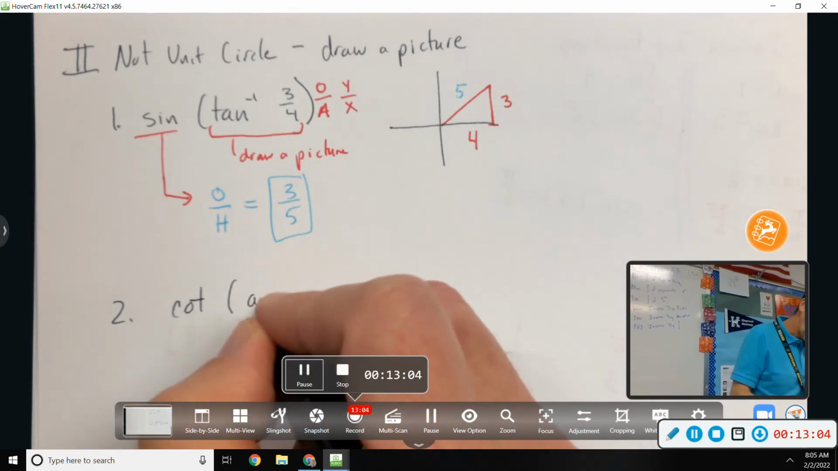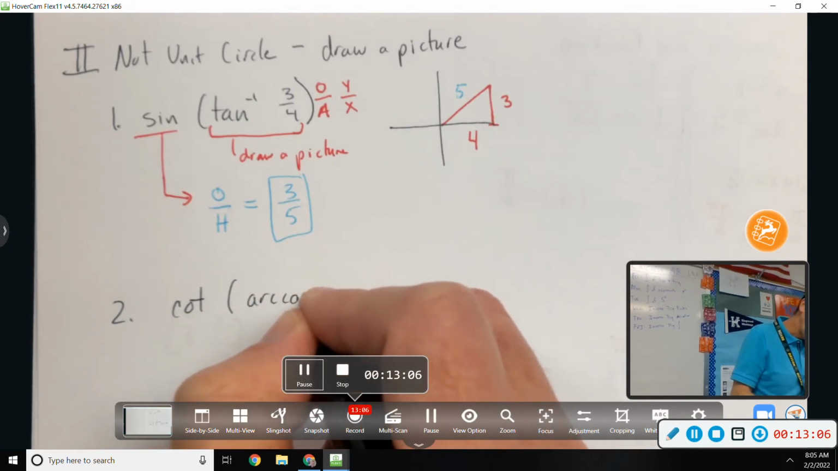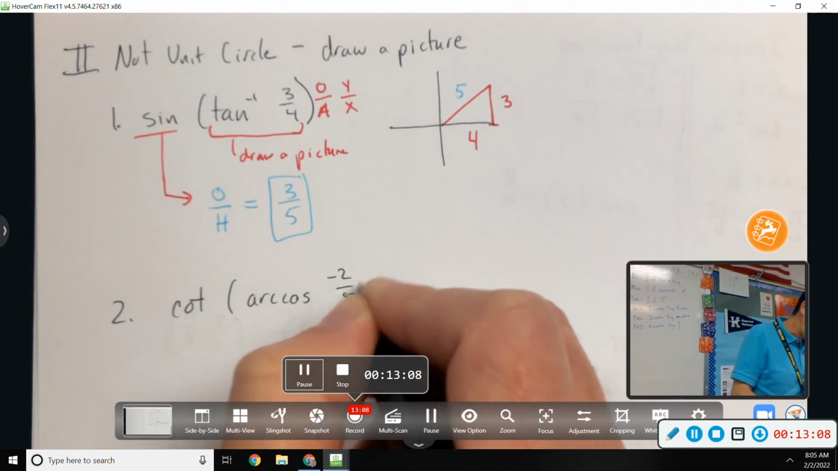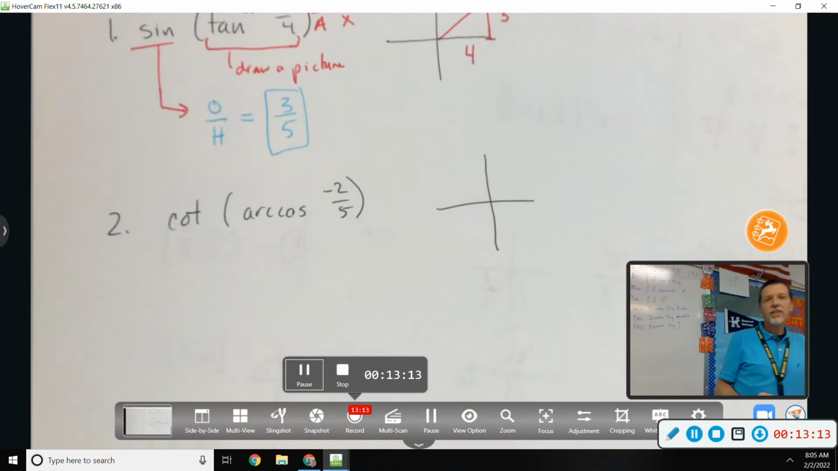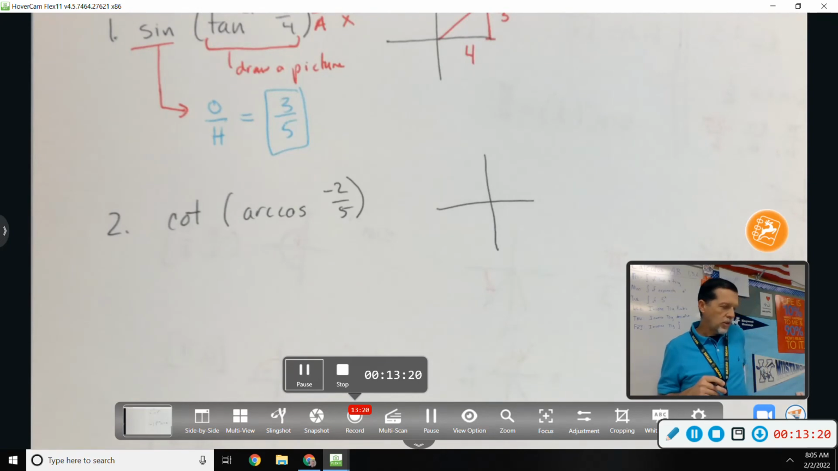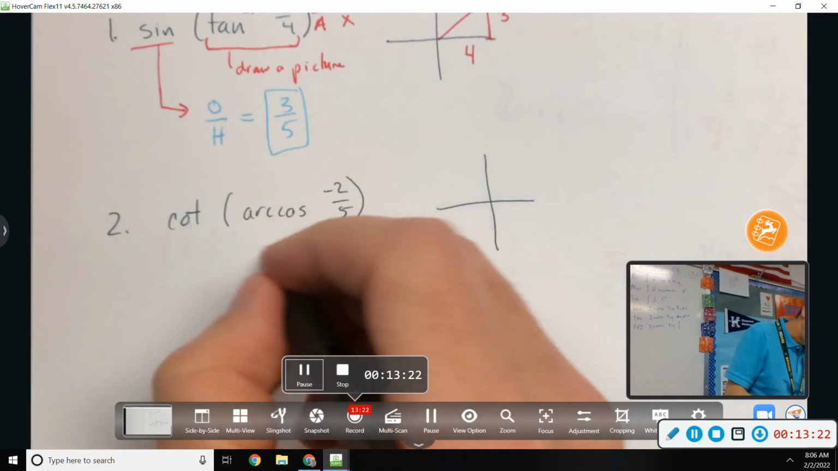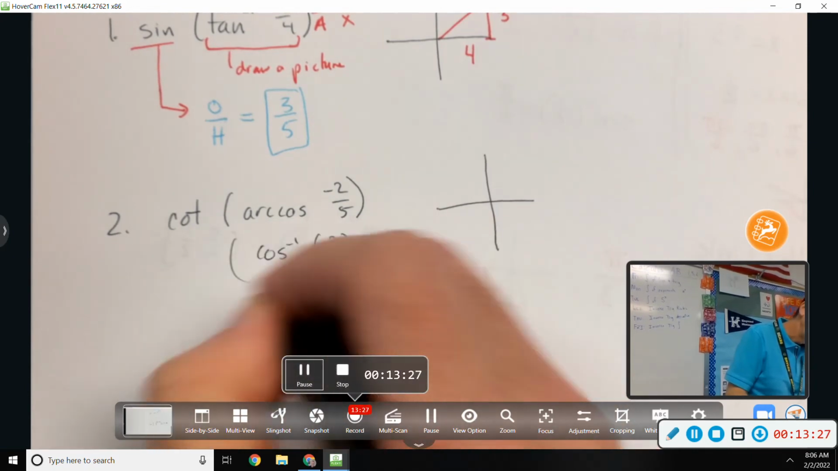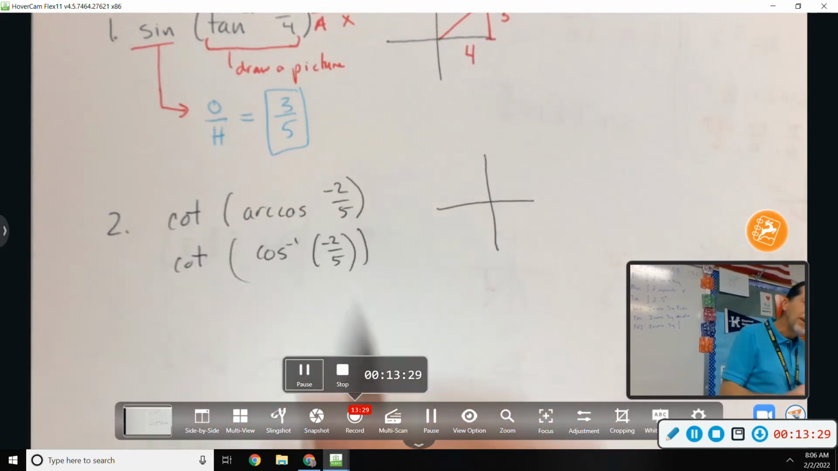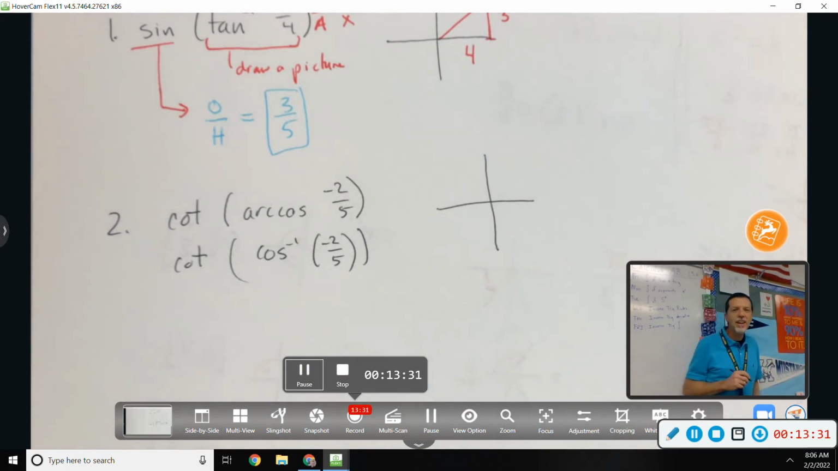Cotangent of the arc cosine of negative 2/5. I guess first of all, arc cosine means the same thing as inverse cosine. So let's draw the picture. Oh, and I have this in my notes because some people don't like the arc thing, so they will literally rewrite every arc as an inverse. And that's okay. It's overkill and unnecessary, but if that helps.